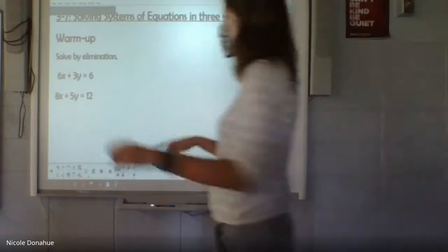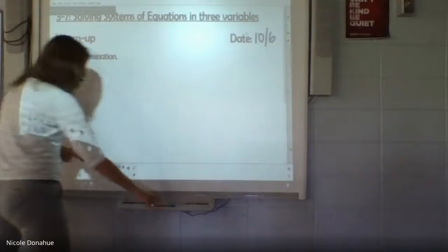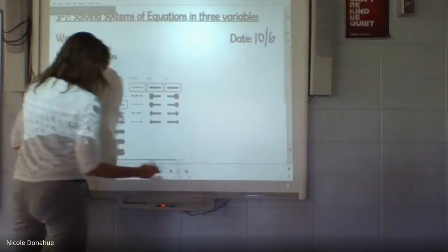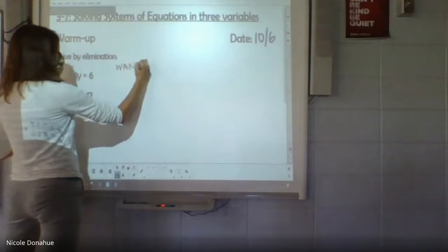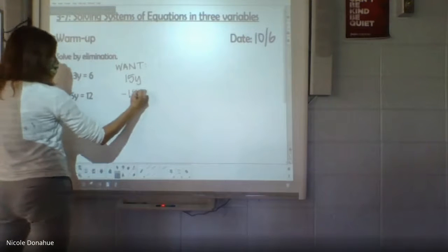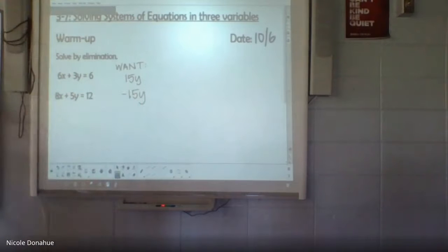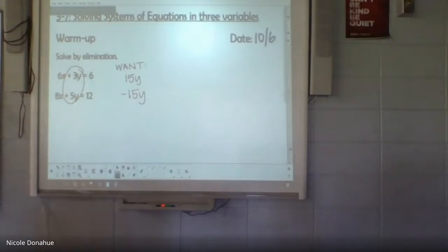15. Yeah, so 6 and 8 are a little bit bigger numbers. So the 3 and 5, hopefully you notice that you could make this, kind of like what I want, kind of my dreams over here. 15y and a negative 15y or vice versa, right? That's what I realized here. I can make that happen, or wherever you want the negative to be.